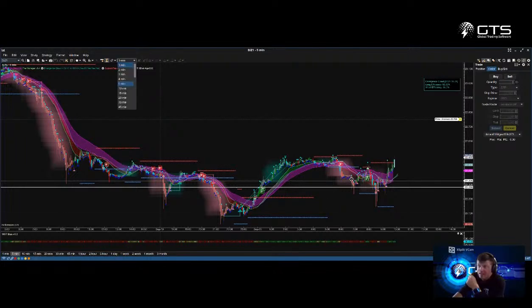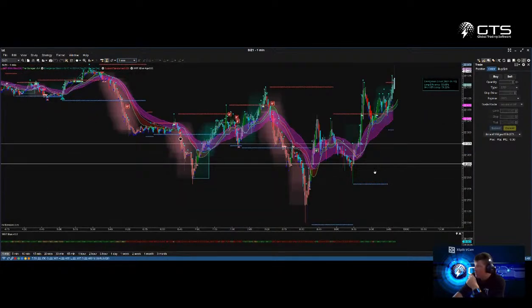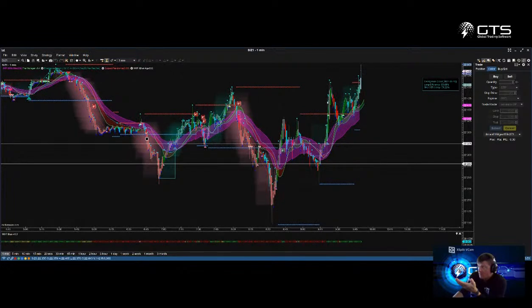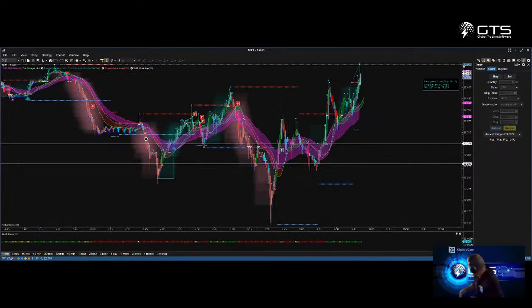that's the 5 minute. Let's look at the 1 minute and see what's going on here. All right, so the 1 minute is showing a breakout, and we're just kind of heading towards the top. I mean, these are the highs, right? But that's kind of where we're at.